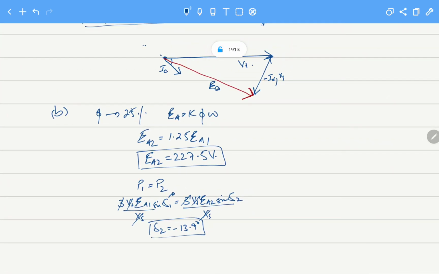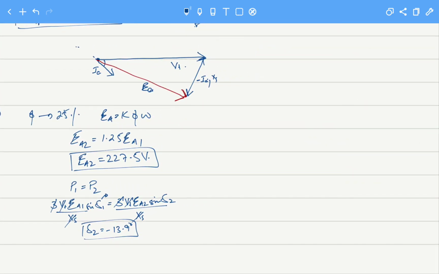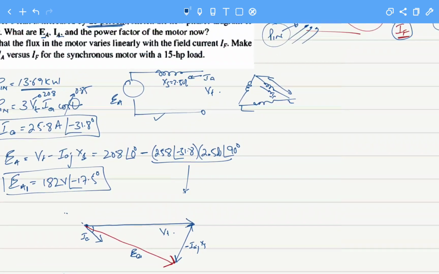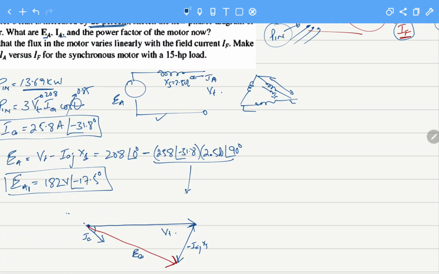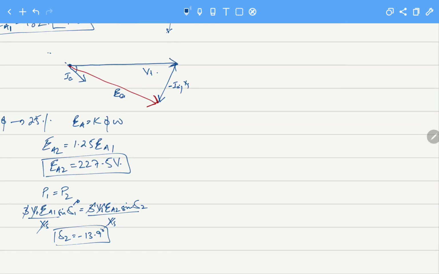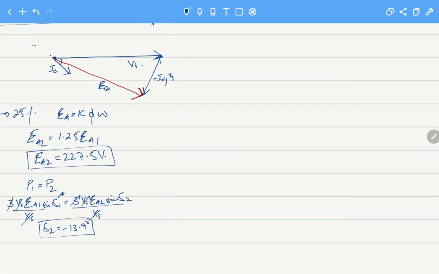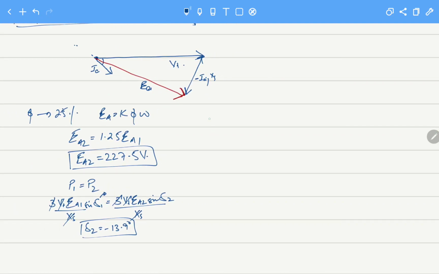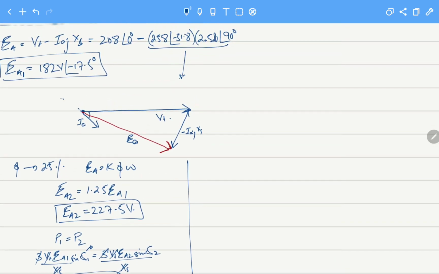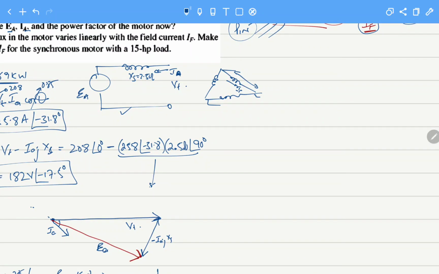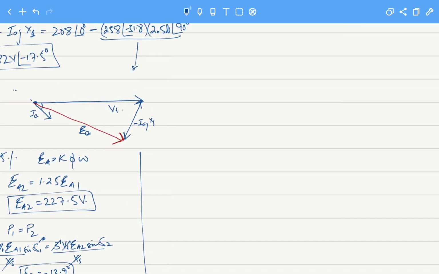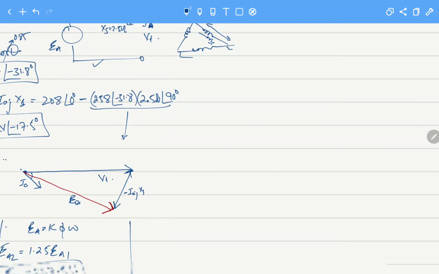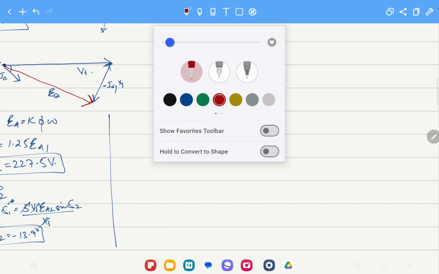And now if delta 2 has changed, the current that is being drawn by the machine will also change. Which current? This current IA. This current has also changed. So what will happen for this scenario is we are again applying KVL to this and calculating the value of IA.